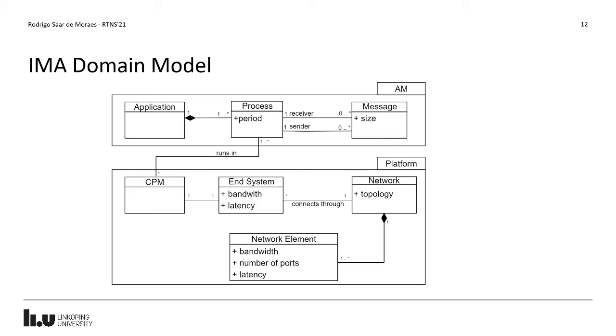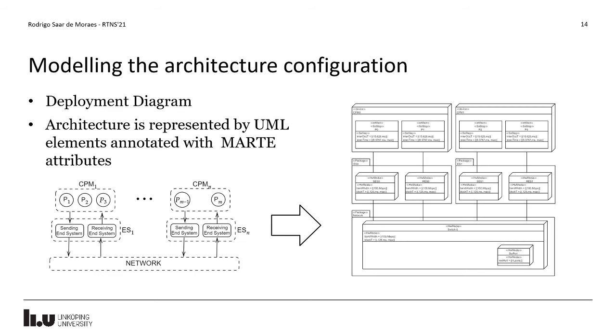This domain model we propose here is then used to support engineers on the creation of the UML-MARTE models we propose in our workflow. So what do these models actually look like? In the paper, we propose to use deployment diagrams from standard UML to represent the architecture configuration, capturing things like the network topology, which processes are allocated to which CPMs, and how these CPMs connect to other network elements, for example, switches.